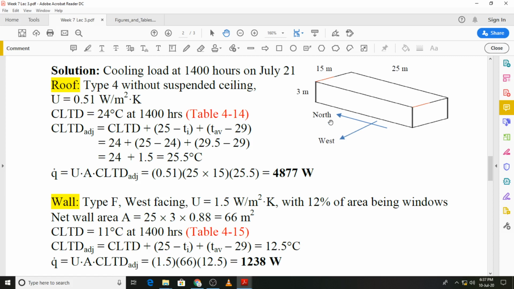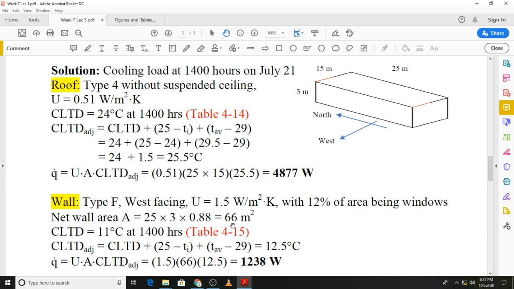That means the net area for the wall through which the conductive heat gain will take place will be 88%. So we multiply the gross area of the wall, that is 25 into 3 square meters, by 0.88, and that is the net wall area. You can see that it has been worked out as 66 square meters. Once again we will need the value of CLTD for this type F wall, which is west facing at 1400 hours, and that is obtained from table 4-15.